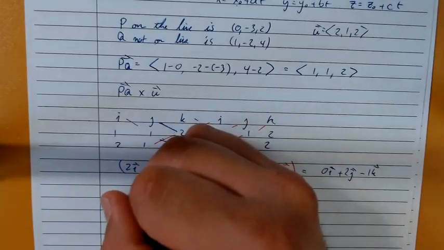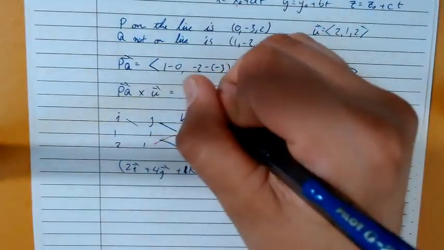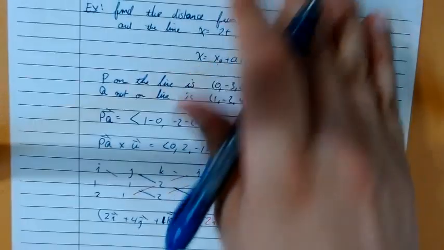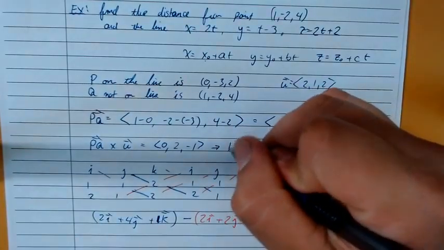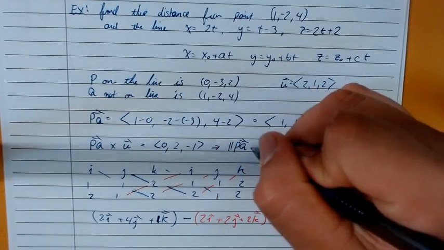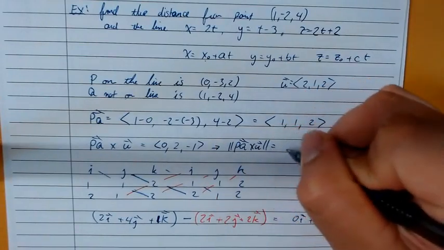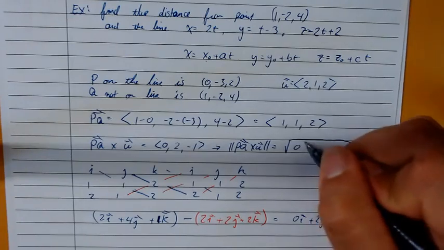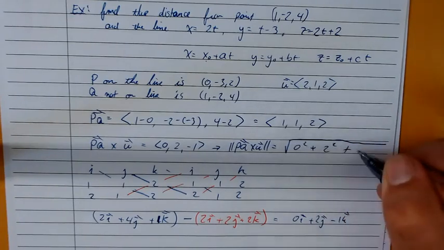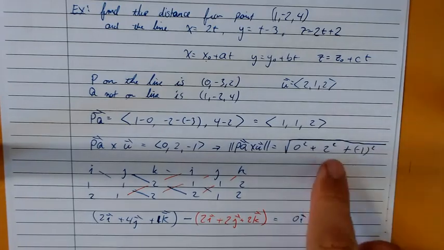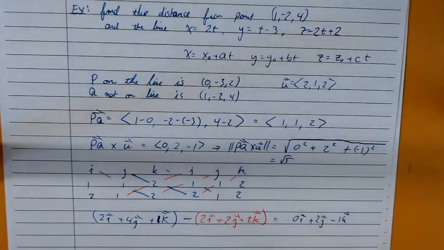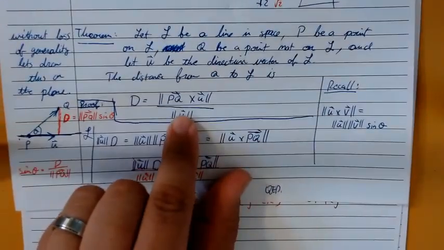And I want to find the magnitude. Record that up here, 0, 2, minus 1. I want to find the magnitude of that vector. So the magnitude of PQ cross U will simply be the square root of the sums of the squares of those components, namely 0, 2, and minus 1. So that's 4 plus 1, the square root of 5. So now we have that magnitude, the magnitude of PQ cross U.